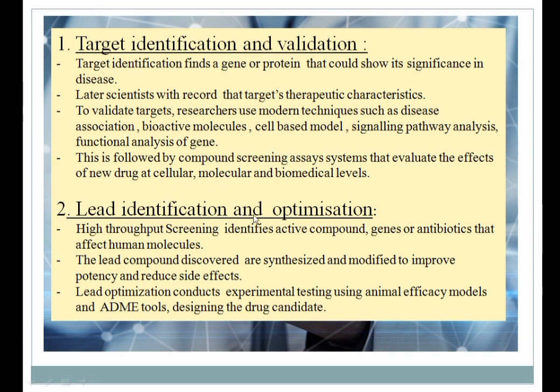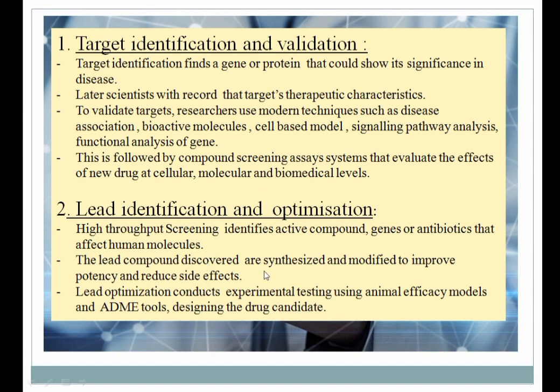Next is lead identification and optimization. In lead identification, high throughput screening is done to identify the active compound or gene or any of the antibiotics that can affect the human molecule. So here we identify that. And these lead compound discoveries are further synthesized and modified to improve the potency and reduce the side effects of that active molecule. Then comes lead optimization.